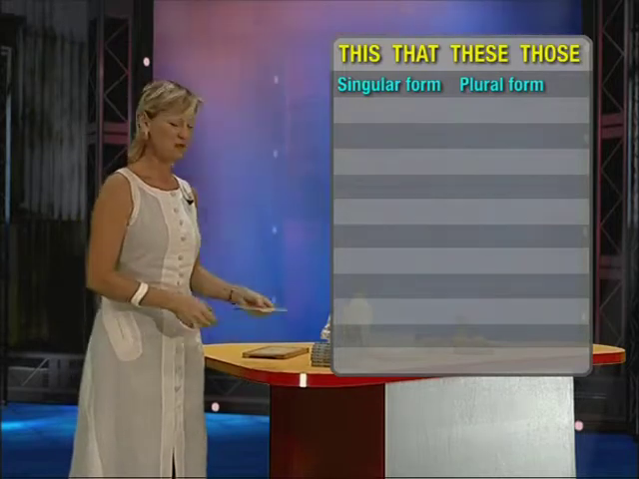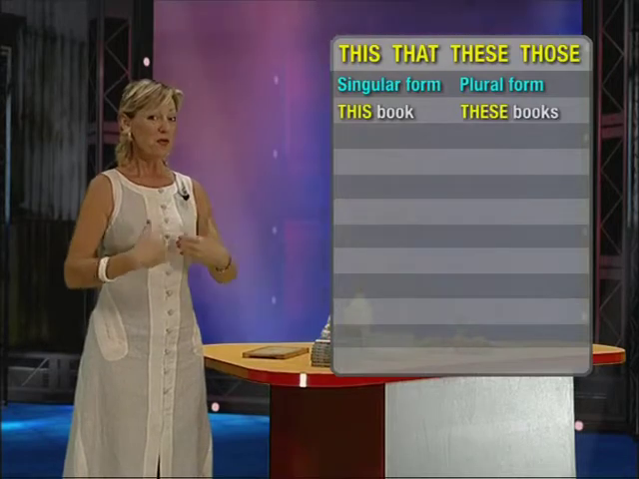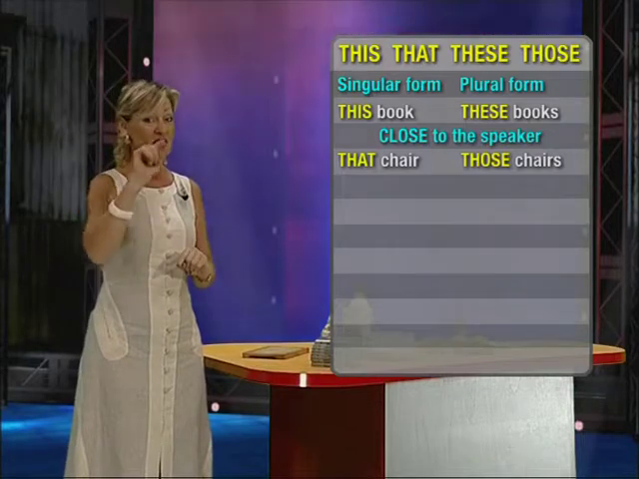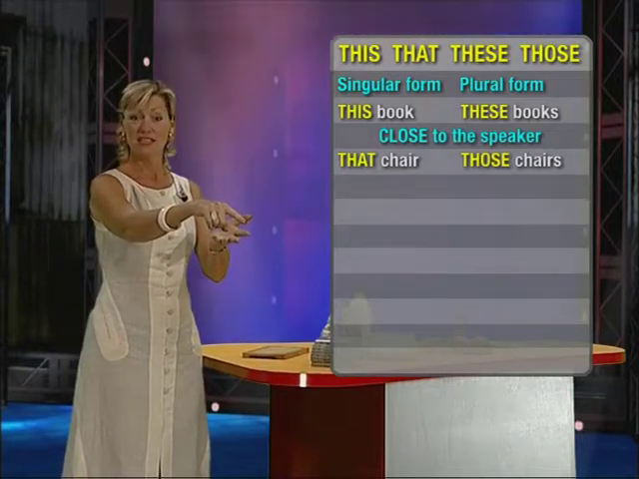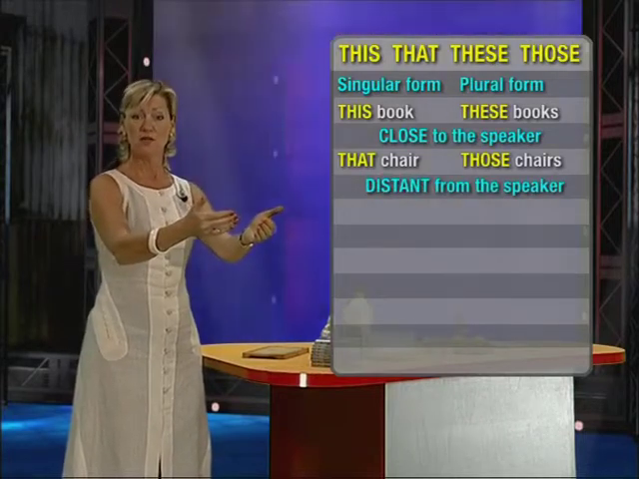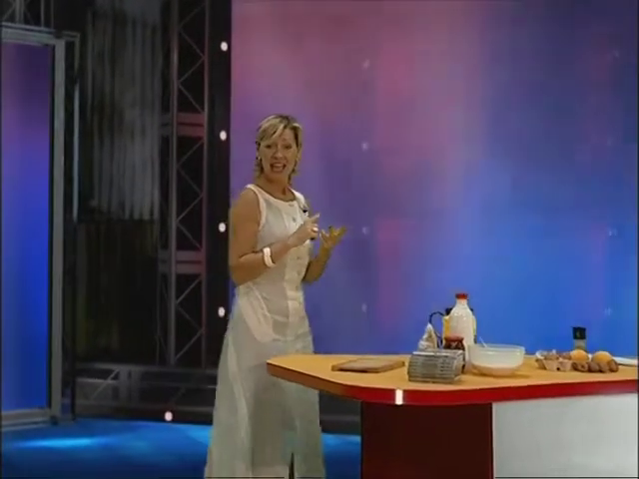Let's see that on the screen. So this book, plural, these books when they're close to you, and that chair, for example, and those chairs when they're distant from you. That's a big lesson, hey? There's a lot to remember. So we have some and any, countable and uncountable, this, that, these, those. Whew! You have a lot to do at home to study there.